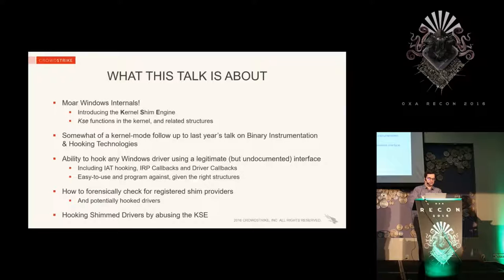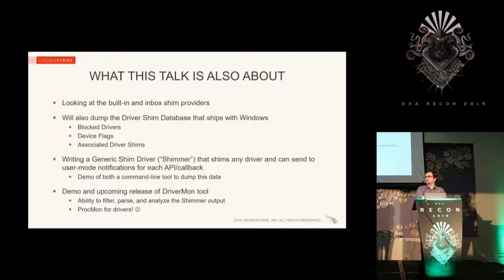Then we're going to talk about how to, again, forensically look for shim providers. So what's already on the machine? What is it shimming? Are there things that should not be there by default? And we'll talk about something interesting, which is how you can actually hook the hook engine itself, or hooking the shim engine, which has some interesting bypass properties. We're also going to look at some built-in shim providers so you can know what's already on the machine. If you have a shim that's not on your machine, that's interesting. Or if you have a shim that is on your machine, but that's not in the list of default shims, well, then you have a third-party shim, and you really shouldn't, except, you know, the tool I'll be releasing.